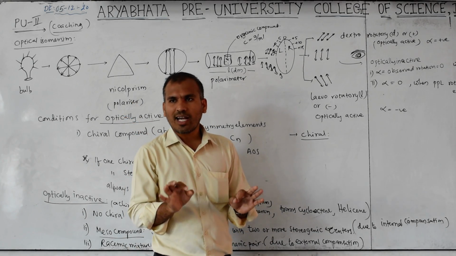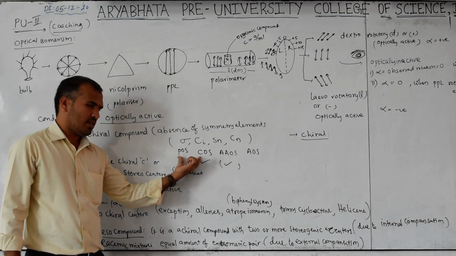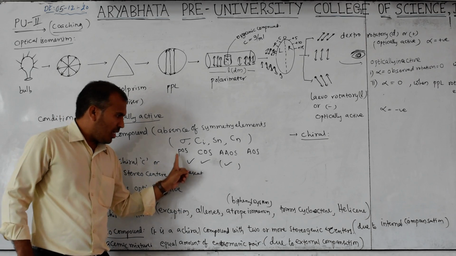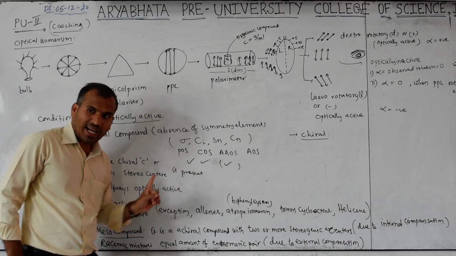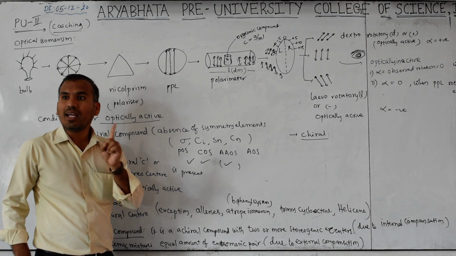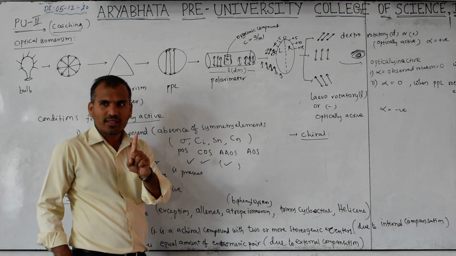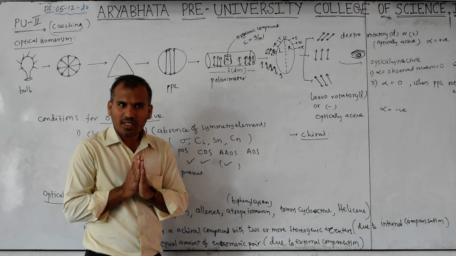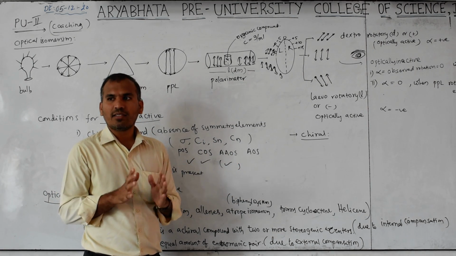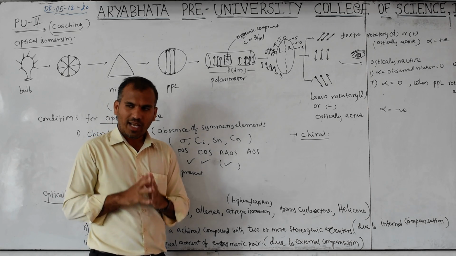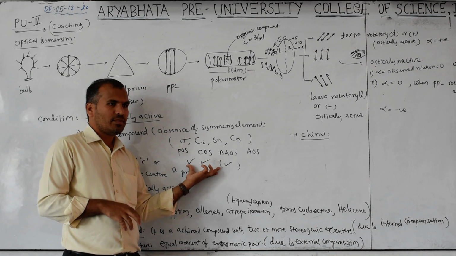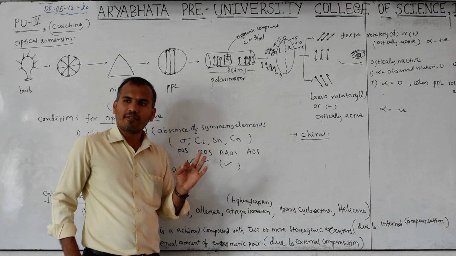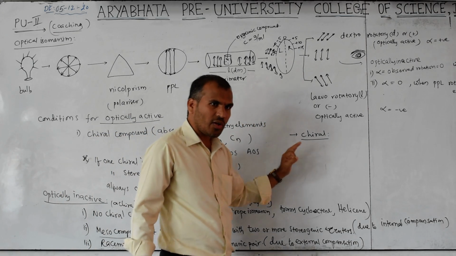If not exactly arranged, with anyone missing, or all missing, or at least one missing, that is chiral. Chiral means the symmetry elements are absent. What are the symmetry elements mainly for problem solving? Plane of symmetry and center of symmetry are absent. If anyone is present, that is achiral. Both absent, then only chiral. Achiral means symmetrical. Carefully note these words. Chiral means asymmetric. For problem solving, which ones am I checking? Plane of symmetry and center of symmetry. Got the concept? Now we know chiral and achiral.